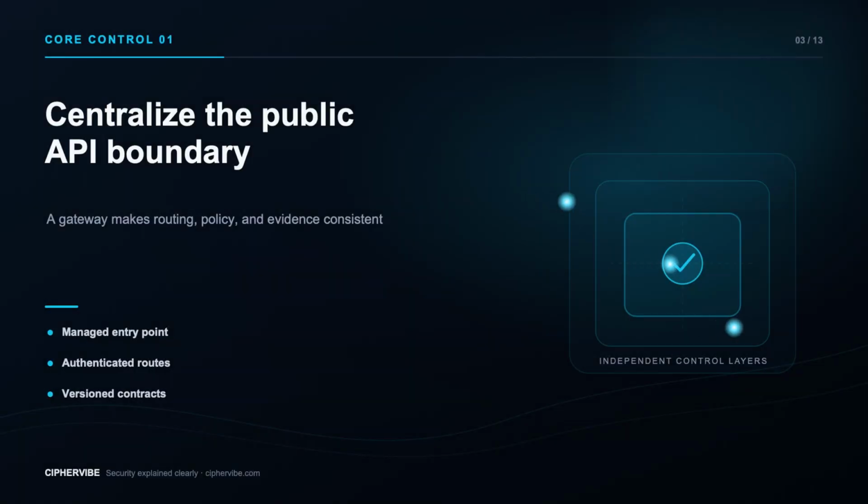The first building block is centralize the public API boundary. Use an API gateway or equivalent entry service to expose approved routes, enforce consistent authentication, route only to intended backends, apply versioning, and capture request metadata. Keep backend services private where possible, but do not assume the gateway removes their own authorization responsibility.